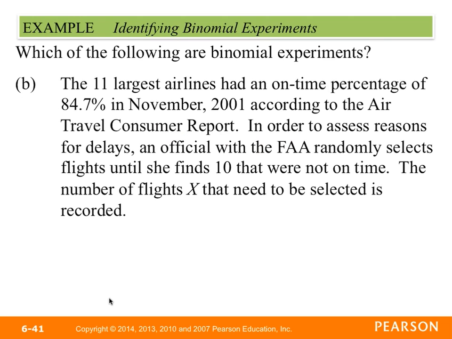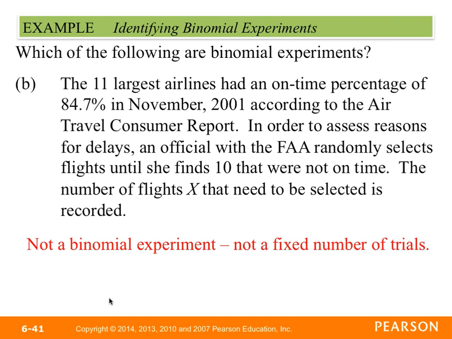Okay, let's look at this one. The largest 11 airlines had an on-time percentage of 84.7% in November of 2001, according to the Air Travel Consumer Report. In order to assess reasons for delays, an official with the FAA randomly selects flights until she finds 10 that were not on time. The number of flights X that needs to be selected is recorded.